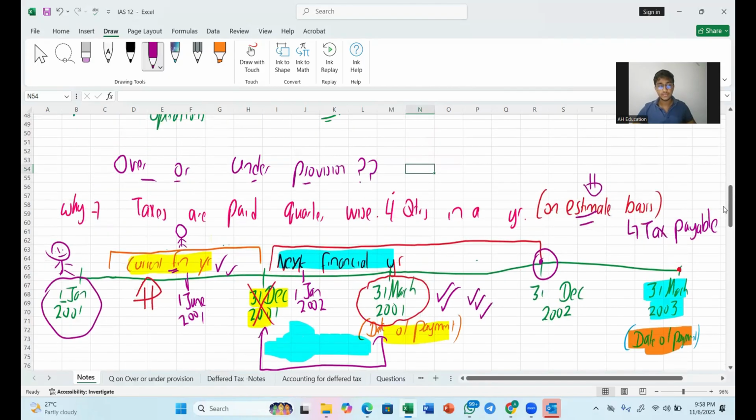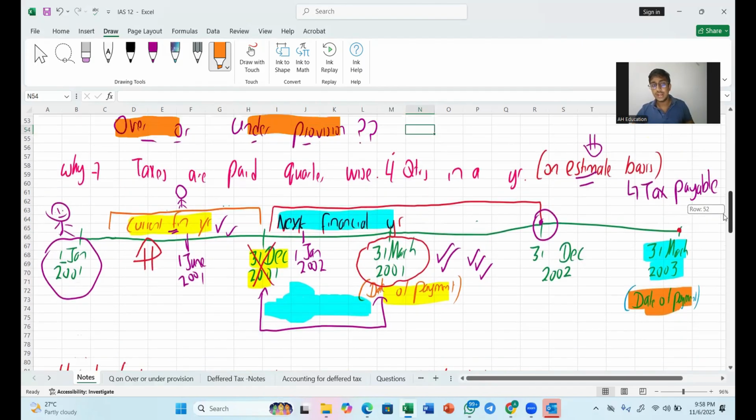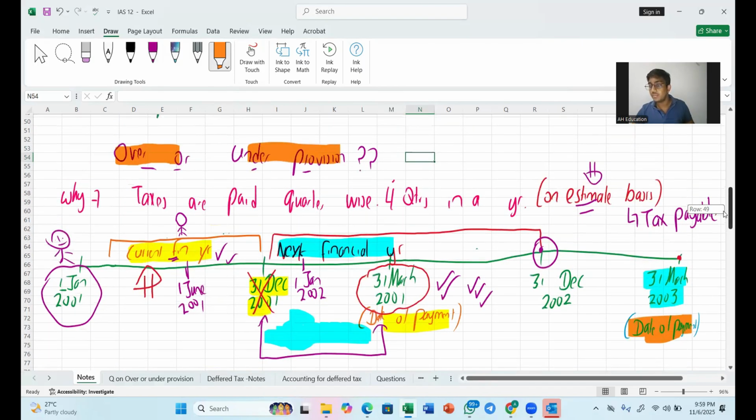That is why I call it over provision or under provision. Right? Another word for provision is payables. Okay. For people who are new, provision is a liability. It's something sort of a payable. Okay, that is what we are going to learn in terms of taxes. We call it over provision or under provision.